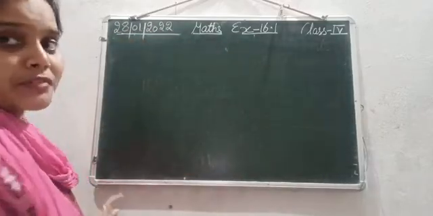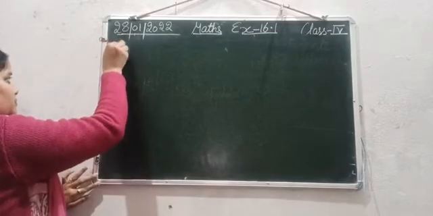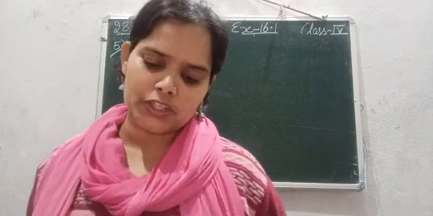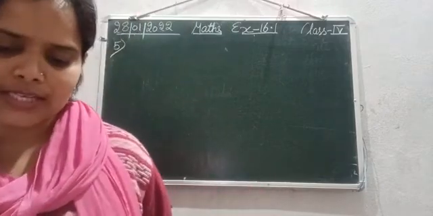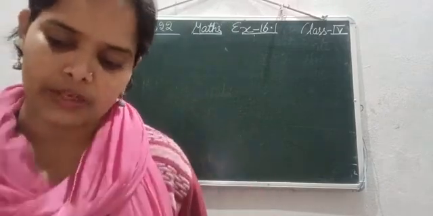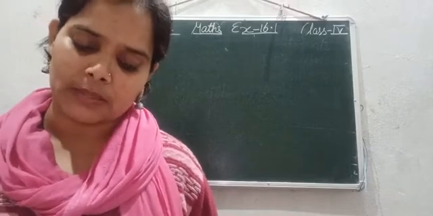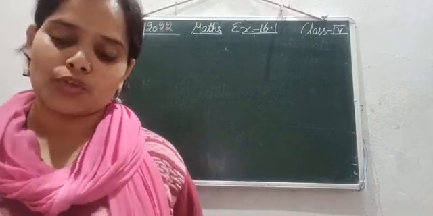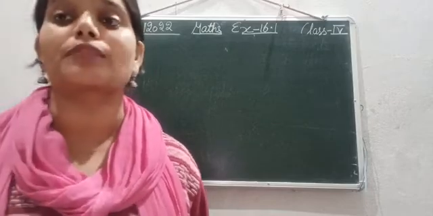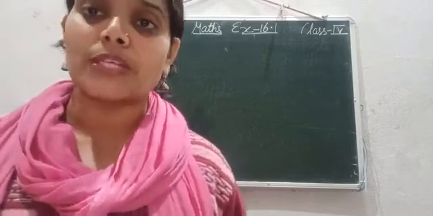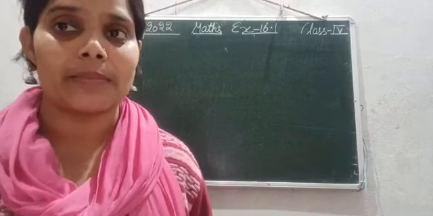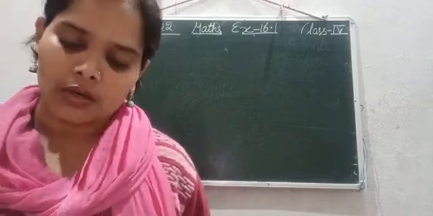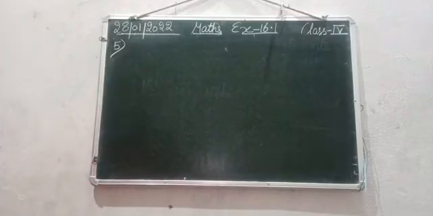So the question number 5 is, each student of class 4 was asked to borrow a book from the library which is depicted in the bar graph. Answer the following questions. So now this bar graph is showing the books borrowed by the students from the library. Okay, so first of all we are going to draw the bar graph here.